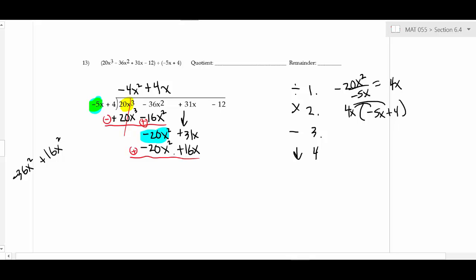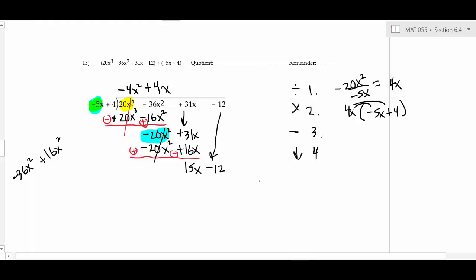Change the signs and add, because that's what subtraction is. Students usually do better if they do that. That's just my thinking anyway. So anyway, that goes to 0. 31 subtract 16 is, what's that, 15? So that would be a 15x, like that. Then you're ready to bring down the next number.